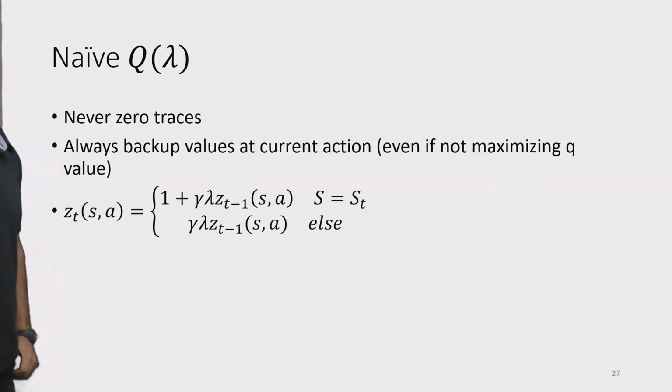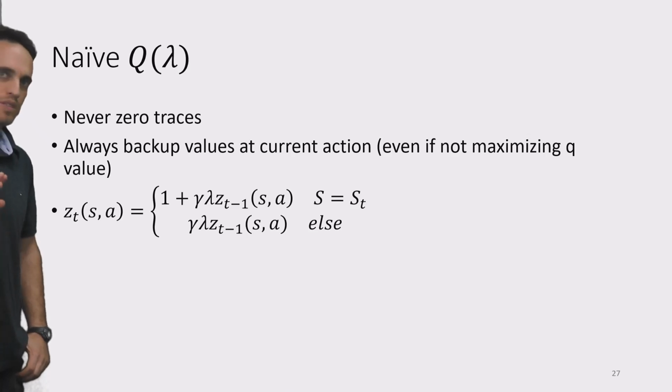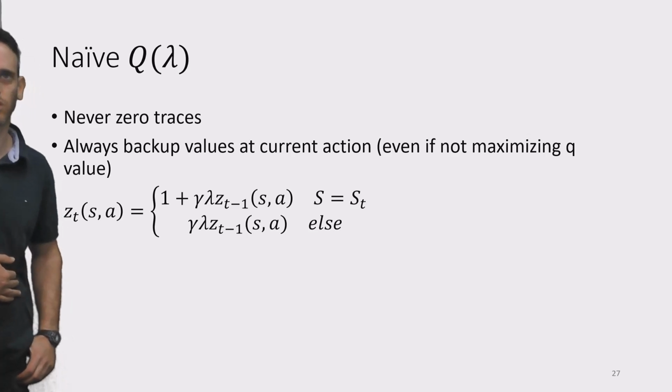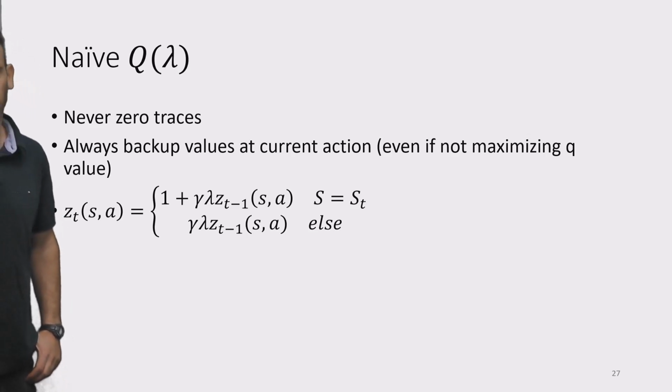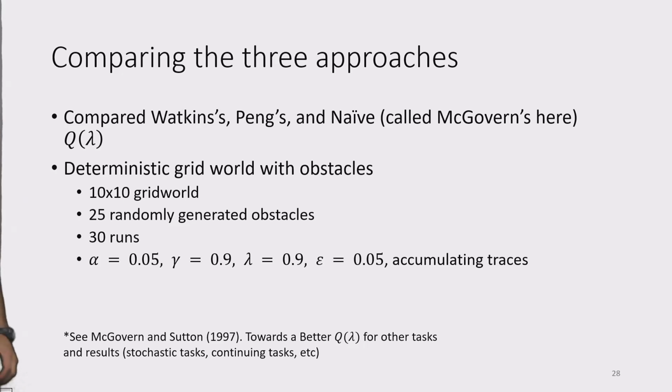Finally, we have a naive approach that never zeroes out traces. Even if we are off policy, we still won't zero out the traces, and we'll always back up values at the current action. Right? Even if a non-greedy action was chosen. Okay, so let's compare the three approaches. I'll show you some results comparing Watkins, Peng's, and the naive. The naive approach in the textbooks is also called McGovern's, also in the results that I'll show you in a second.